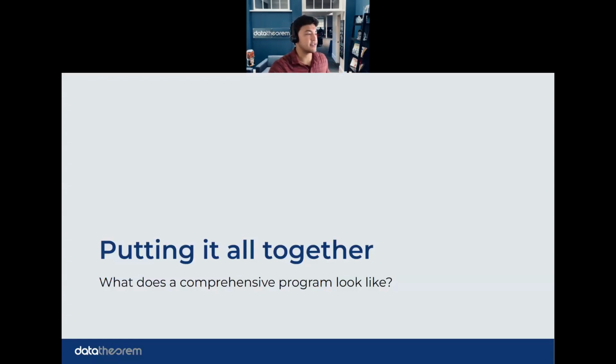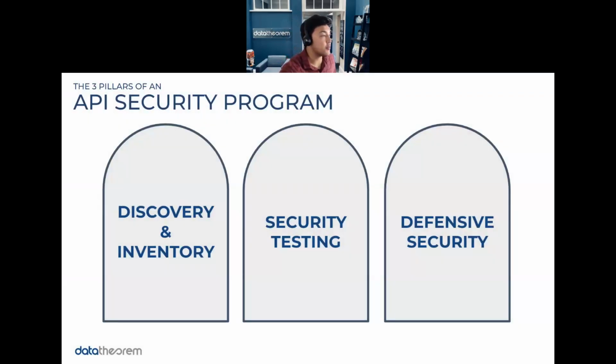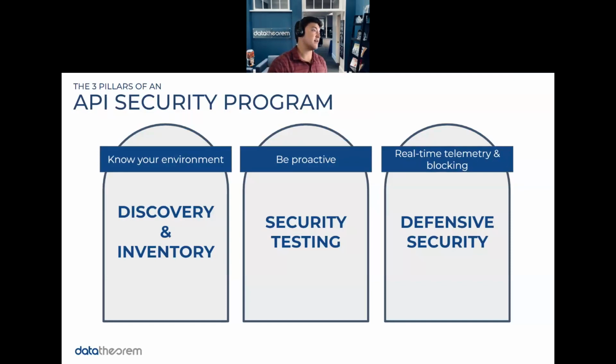So putting this all together, what does a comprehensive API security program look like? What we've basically been going over the whole time are these three pillars: discovery and inventory, security testing, as well as defensive security. With discovery and inventory, you want to be able to know your environment, the known and unknown, including the shadow APIs and those zombie APIs, being able to reverse engineer all your applications so you know all the API endpoints in your environment.